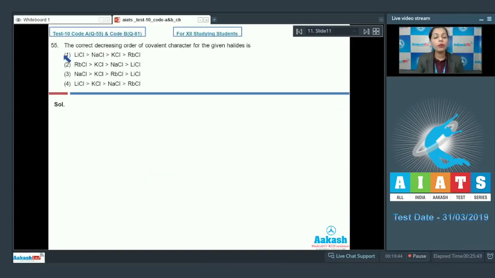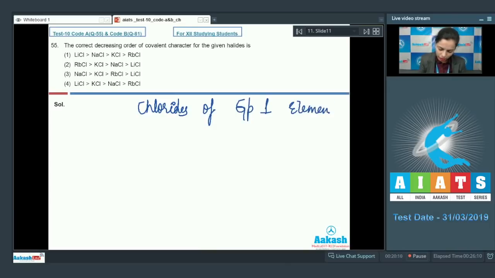After that, question number 55. The correct decreasing order of covalent character of the given halides is. Just have a look on the given halides: lithium chloride, sodium chloride, potassium chloride and rubidium chloride. It means all these are basically the chlorides of alkali metals, and we can say chlorides of group 1 elements. Now, you should always remember that smaller is the size of the cation, more would be its polarizing ability, and that results in more covalent character in the bond.